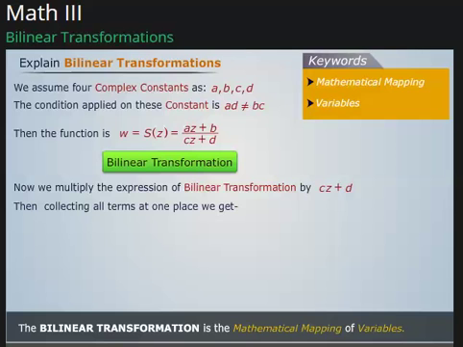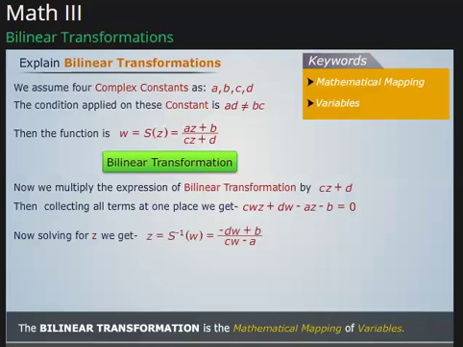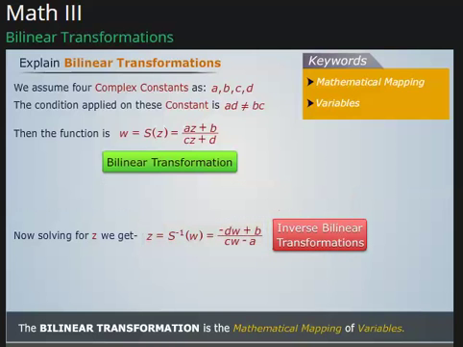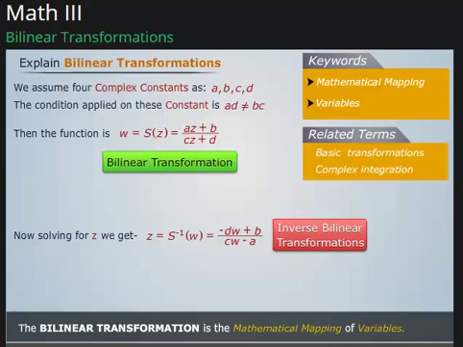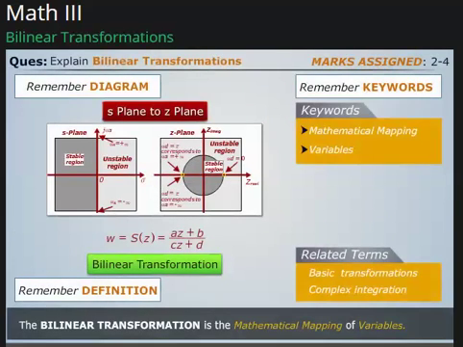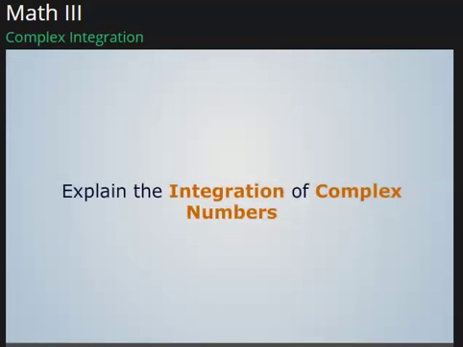Now we multiply the expression of bilinear transformation by, then collecting all terms at one place we get, now solving for z, we get, this is known as inverse bilinear transformation. Related terms are, explain the integration of complex numbers.